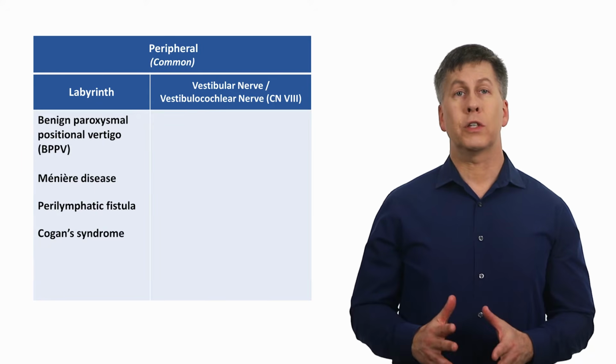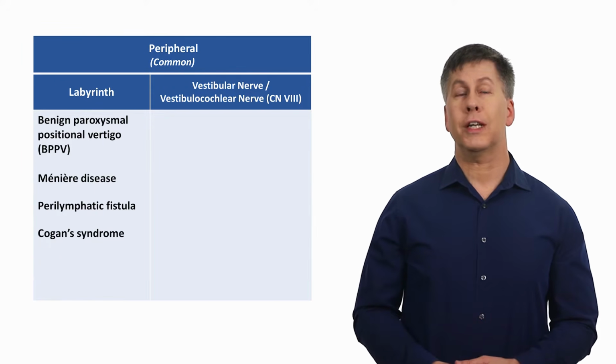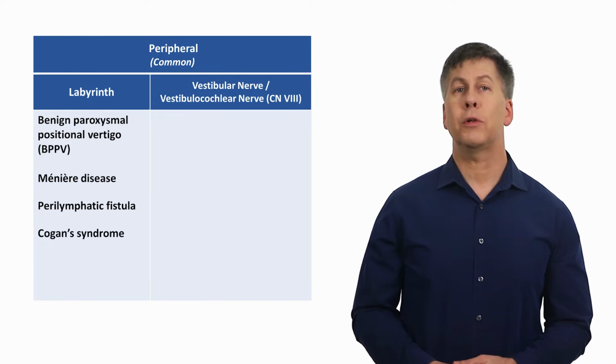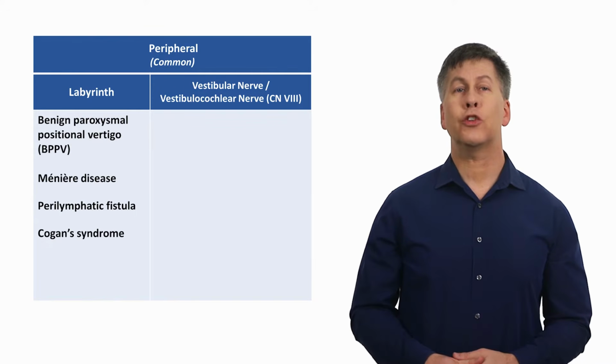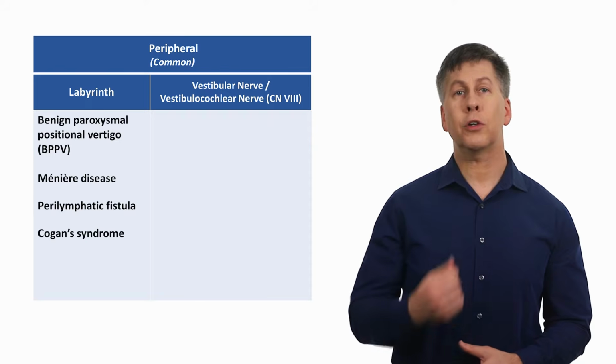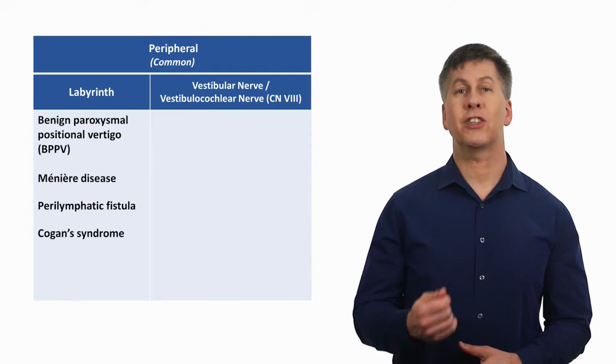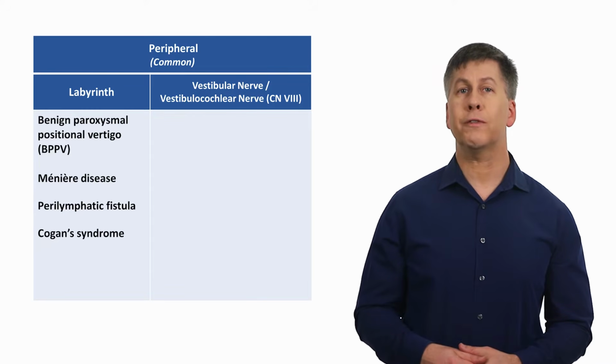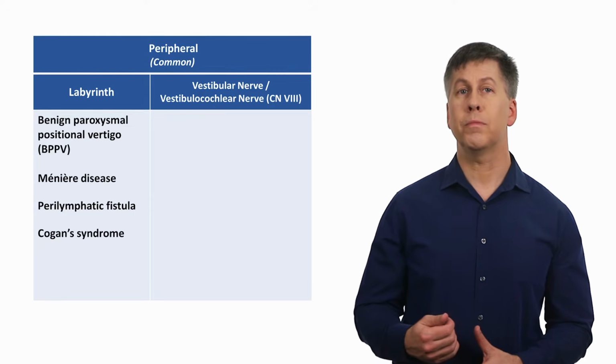Moving to the main nerves that are involved in vestibular sensory function, they include cranial nerve 8, also known as the vestibulocochlear nerve, which has two branches, one of which is the vestibular nerve, which receives signals from the vestibular hair cells of the inner ear that are directly responsible for sensing position and movement.